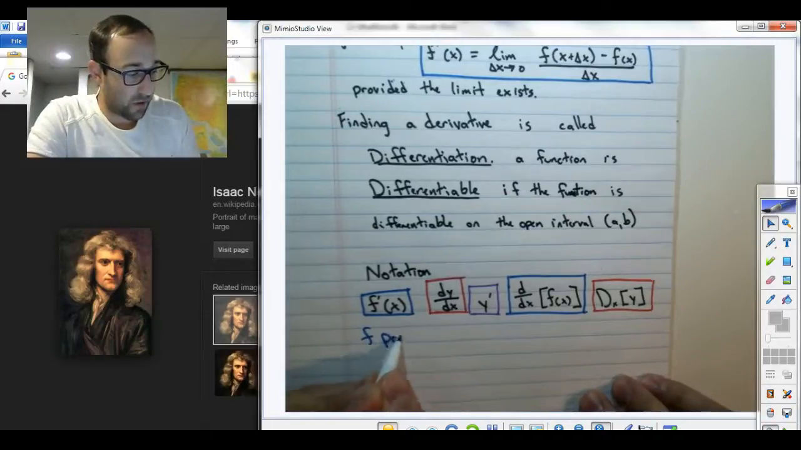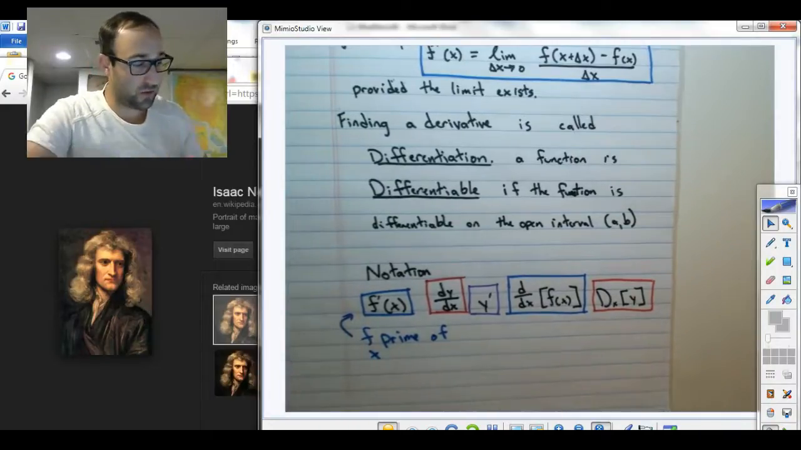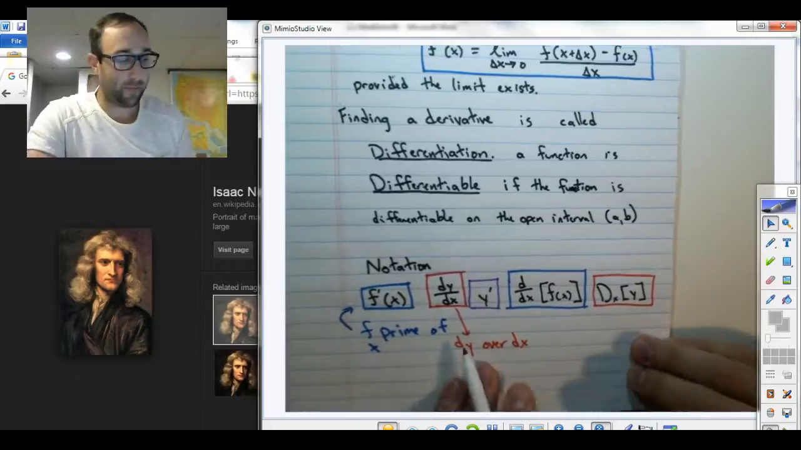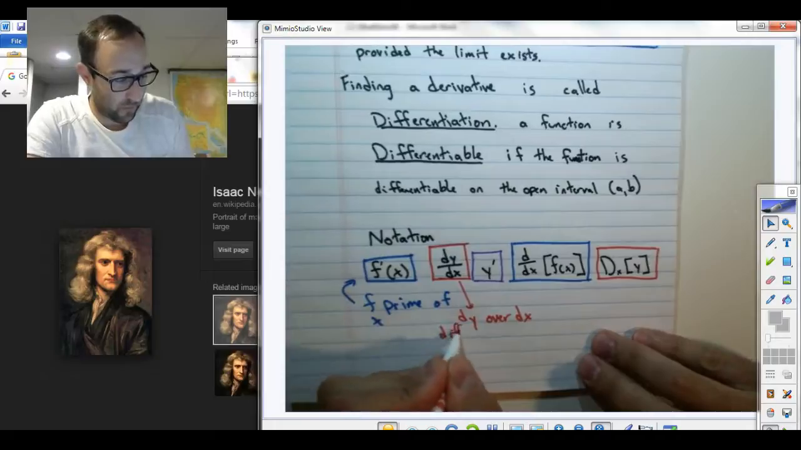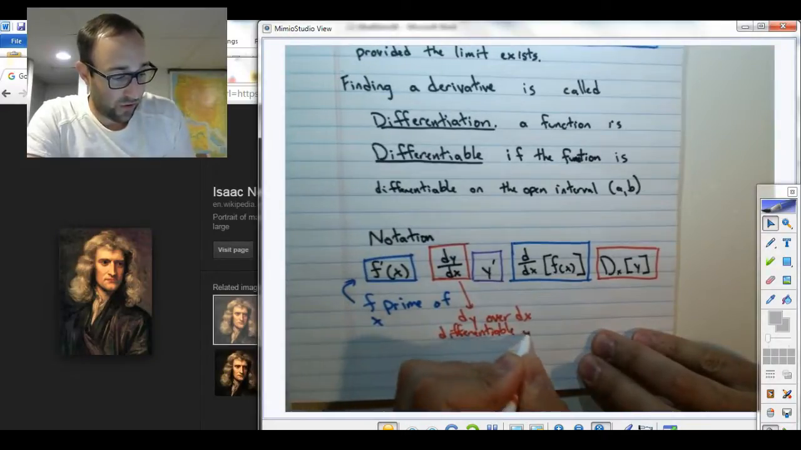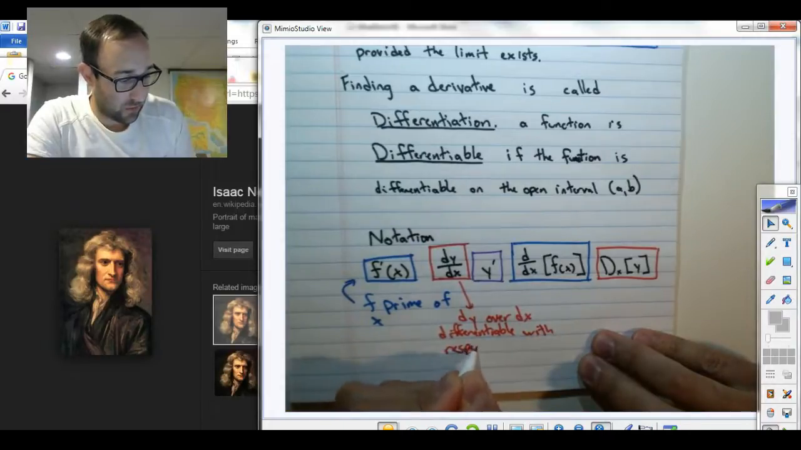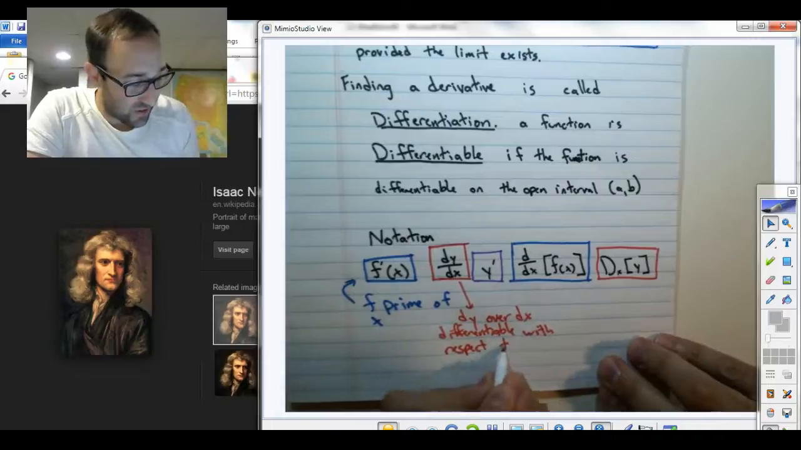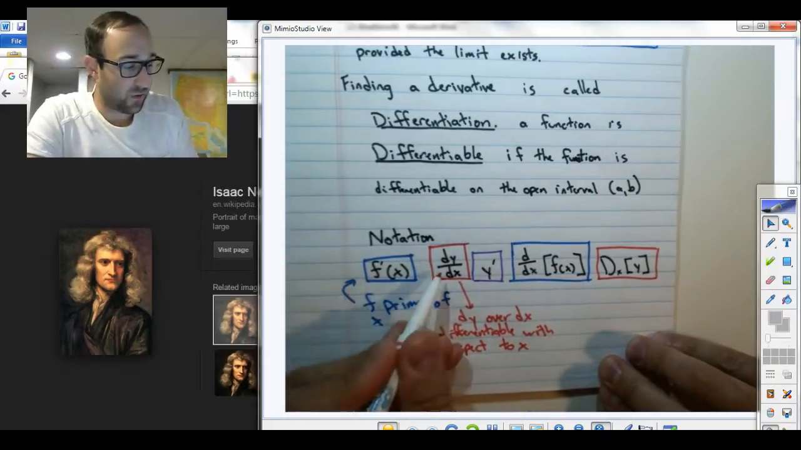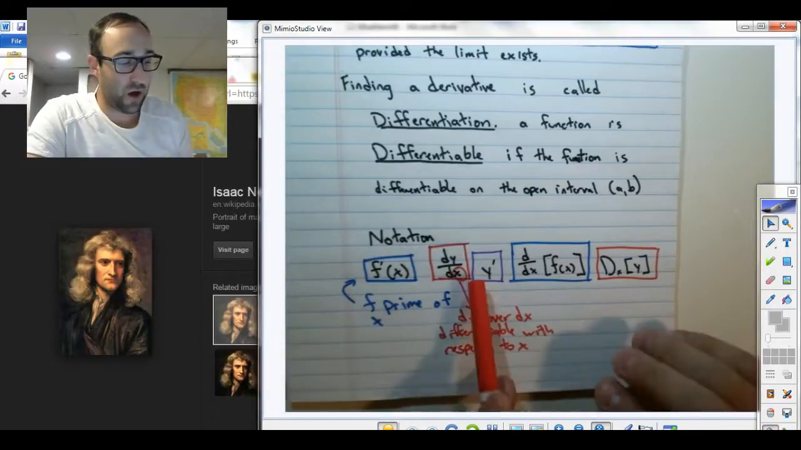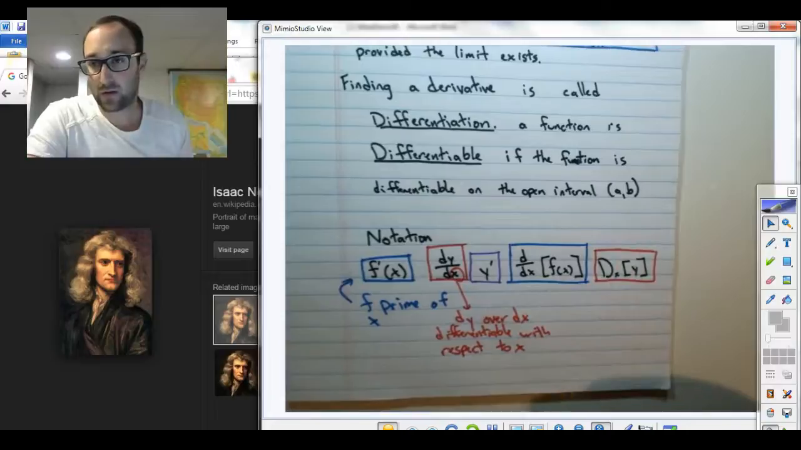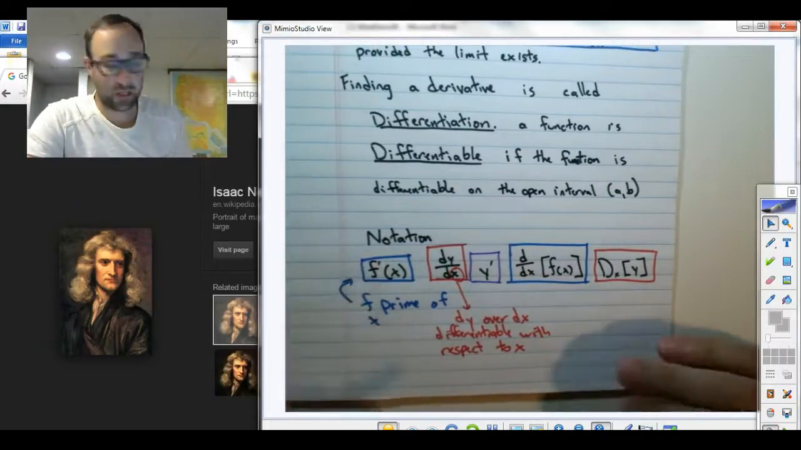f prime of x is that one. The next one is dy over dx, or it's differentiable with respect to x, where x is in the denominator. You can listen to that song if you don't know how to spell respect. Then we've got y prime, d over dx of the function, and capital D subscript x of y. So there are some different ones you might see. These first three are probably the ones you're going to see the most.